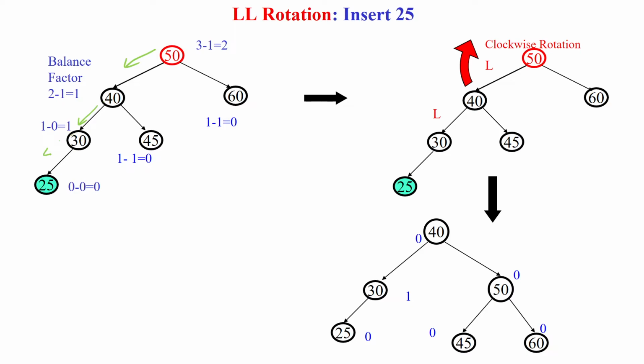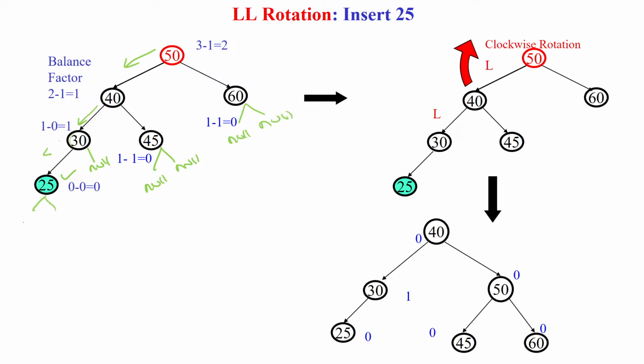30 does not have a left child, so 25 will be added as its left child. So it will be null, and here also null. Then for 60 also both children are null. So now you apply the balance factor calculation.